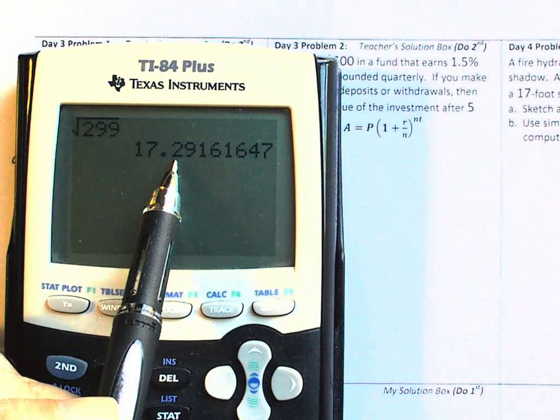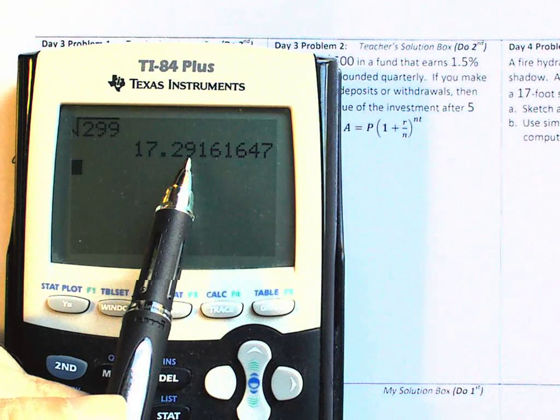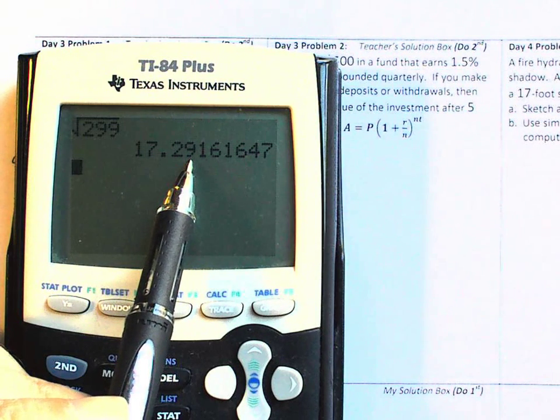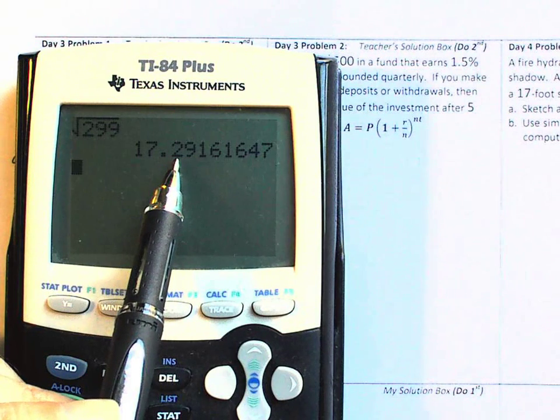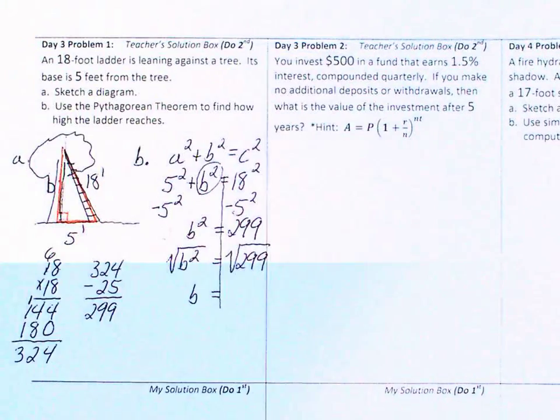So we want to round off to this position. Take a look at the next number over. Is that 5 or higher? And it is. And so this digit will round up, 17.3.